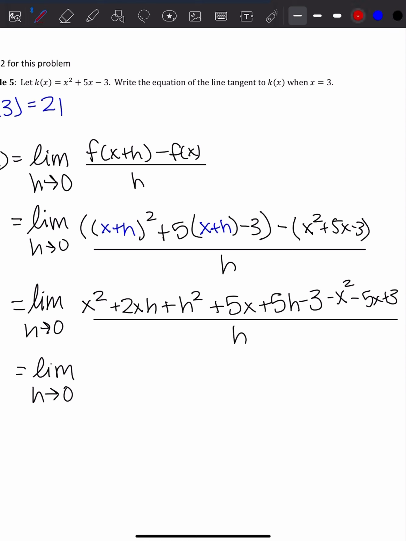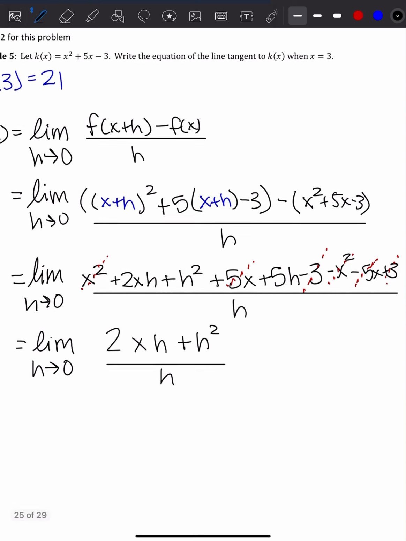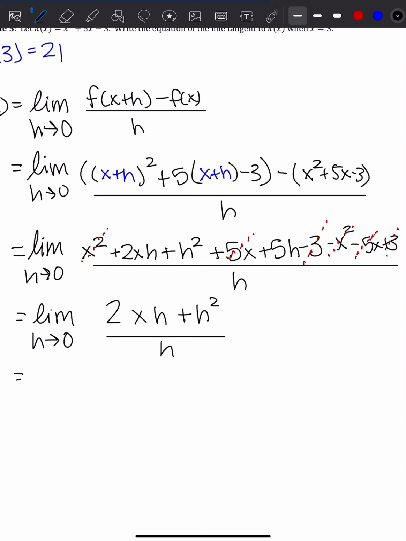Okay, so now when we look in here, I have a positive x squared and I have a negative x squared, so I'm going to go ahead and cancel out those two things. They make a 0. We have a 5x that's positive and a 5x that's negative, so I'm going to go ahead and cancel those two out. And our final thing, we have a negative 3 and a positive 3, so if we were to add all of those together, they will 0 each other out. We're going to write what's left over, so I have a 2xh and an h squared. Okay, so the limit as h approaches 0.